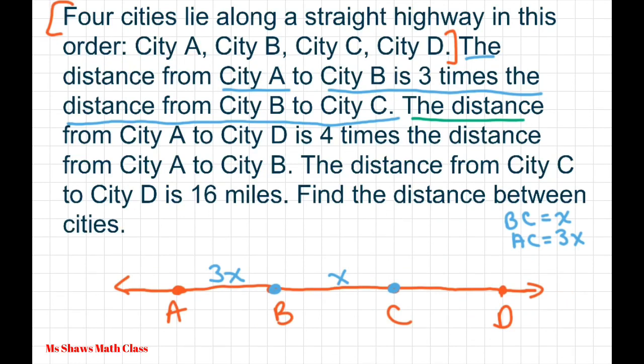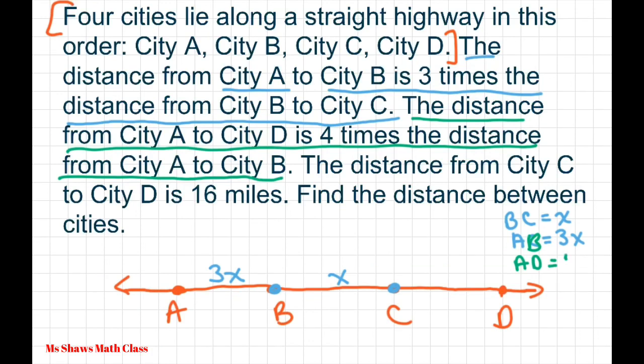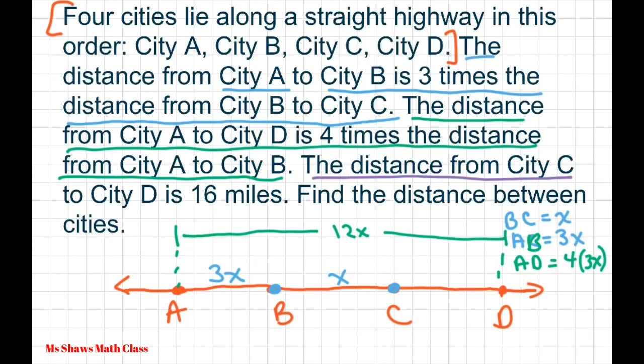All right. Now, the distance from City A to D is 4 times the distance from City A to City B. So this was supposed to be a B. Sorry about that. So AD equals 4 times AB. That equals 12x. So this whole length from here to here is 12x. All right. And then, finally, the distance from City C to City D is 16 miles.